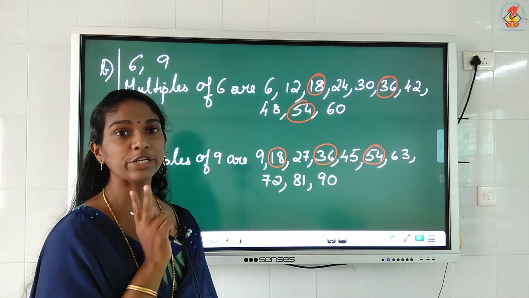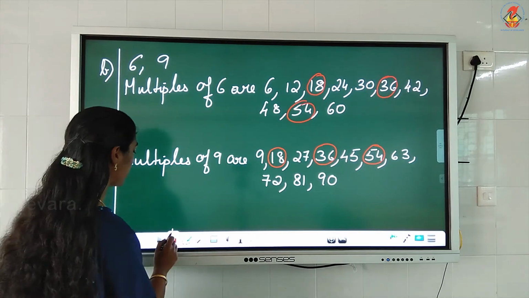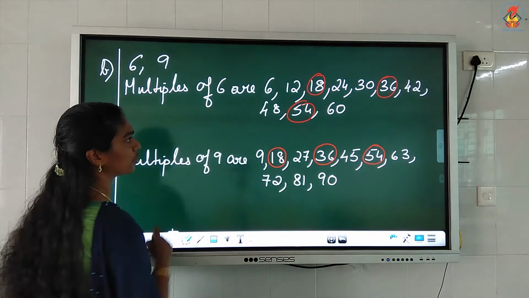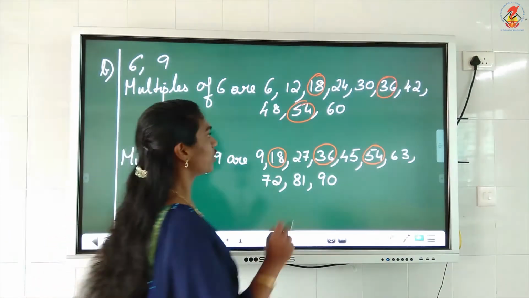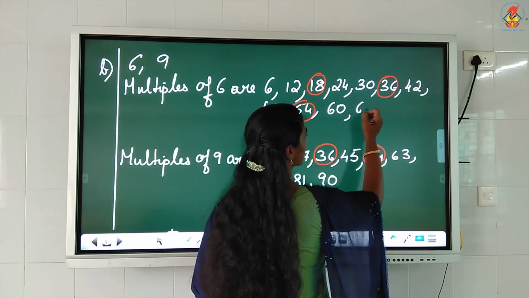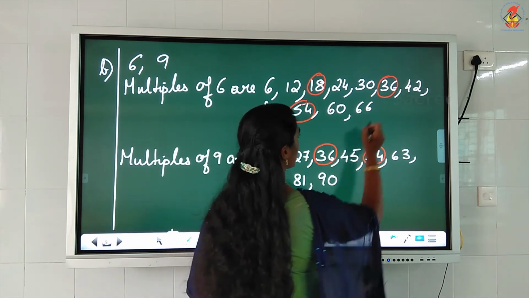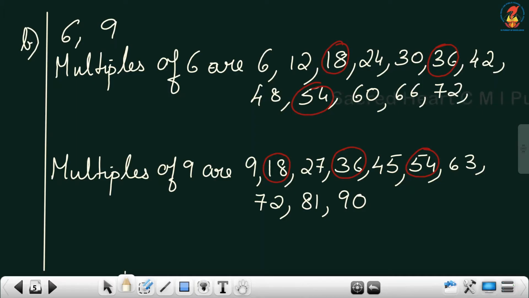Okay. So, I need 2 more. So, what will I do now, children? I will extend the table of 6 now. I have written till 6 tens are 60, isn't it? Now, what is 6 11s are? 66. 6 12s are 72.